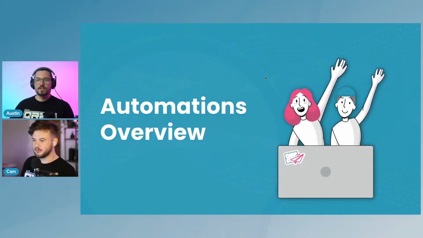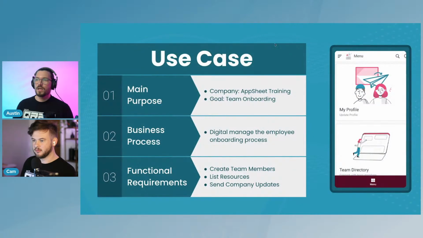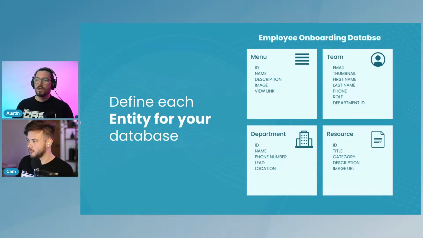All right, so let's get back into our automations overview. Today we're going to review our use case of the employee onboarding app. Again, the main purpose is to onboard our team, AppSheet training. We're going to digitally manage this process through an AppSheet app. We've created team members, we've listed resources, and we can send company updates now. And so we're going to take a look at how that works with the automations.